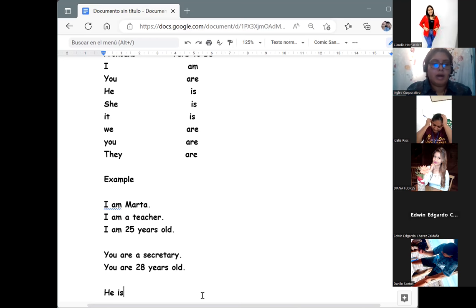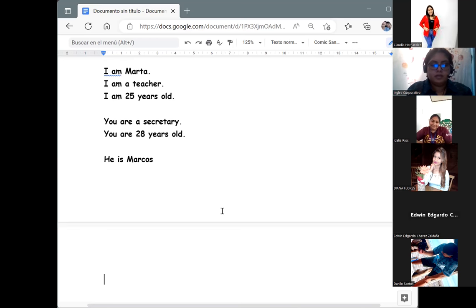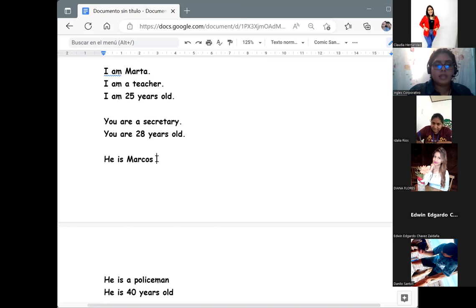Another example, he is Marcos. He is a policeman. He is 40 years old. In that case, we have like simple phrases. Oraciones bastante simples, bastante cortas, ¿verdad? Pero estamos utilizando lo que es el verbo to be para presentar, para hablar de una persona y para poder conocernos. In that case, because we are talking about presentation or personal presentation or introductions. So in that case, we can use this kind of sentences to introduce ourselves. Podemos utilizar estas oraciones que tenemos acá para podernos presentar.